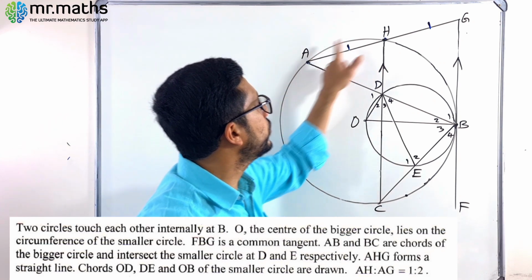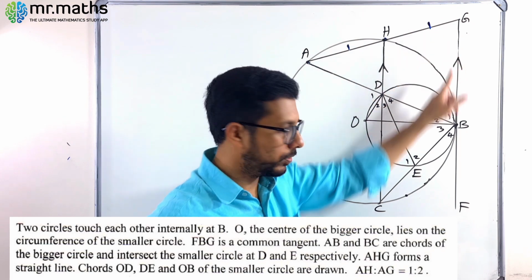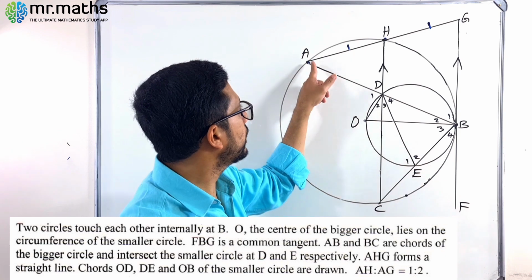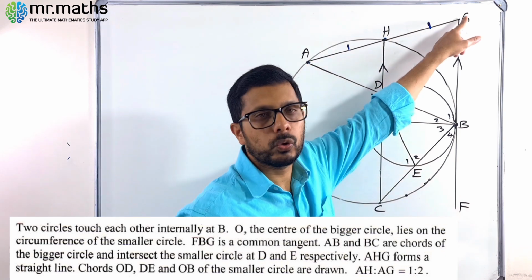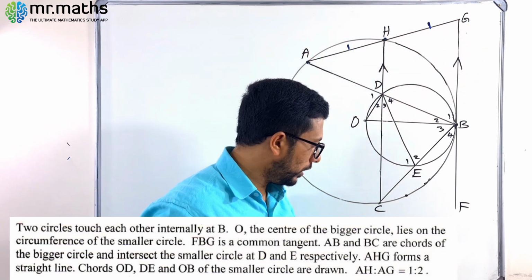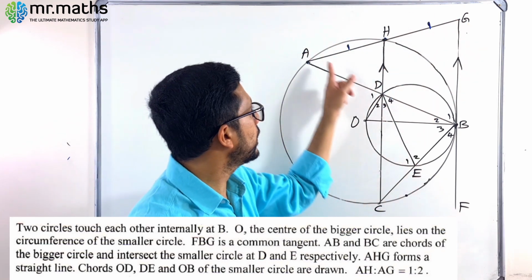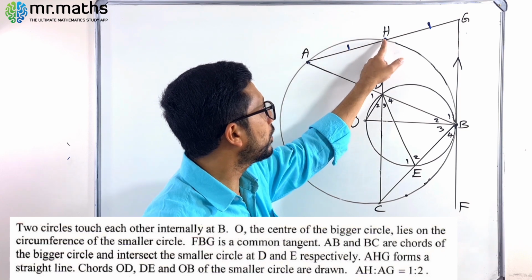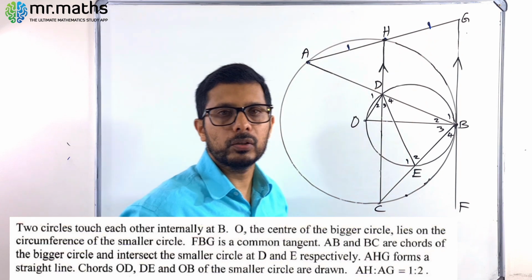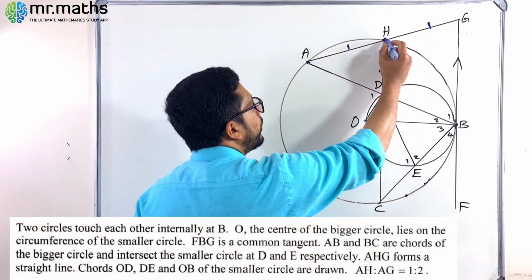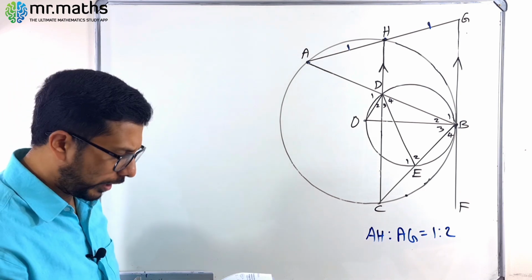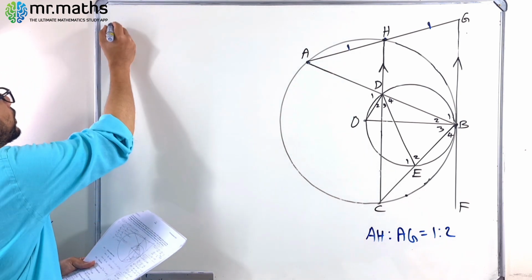AH 1, AG 1 plus 1, that is 2. Do you understand? So AH is to AG means 1 is to 2, means that AH is 1 and HG is also 1. Then only AH is 1, and AG is 2. So HG also is supposed to be 1. That means this H is the midpoint of that line AG. We can interpret like that.